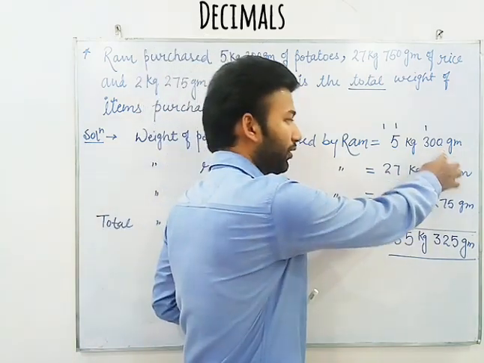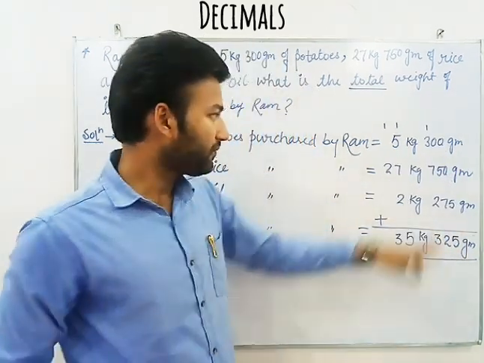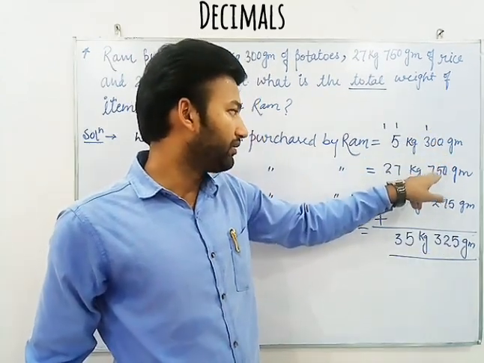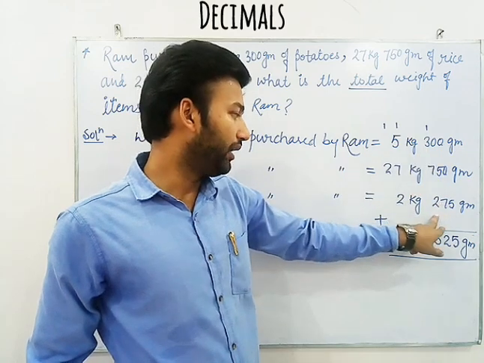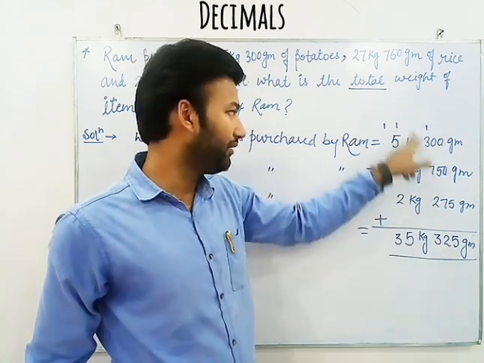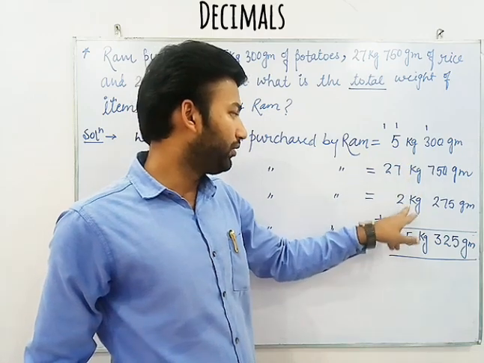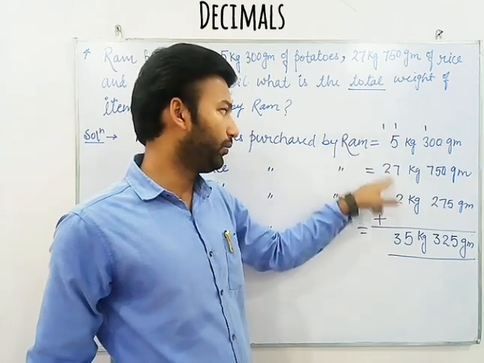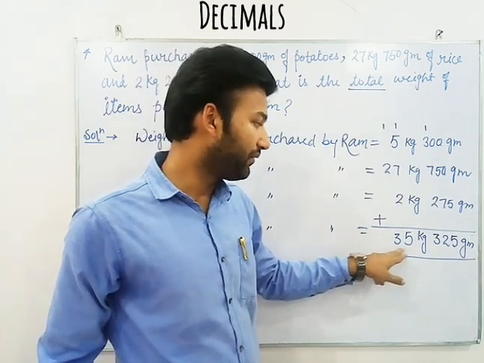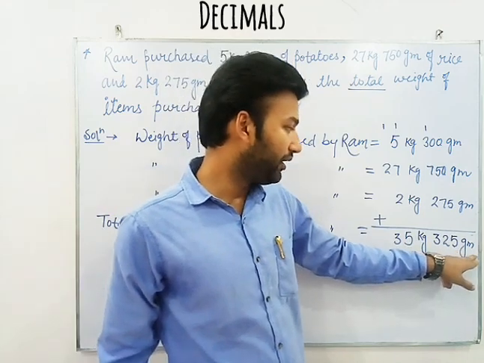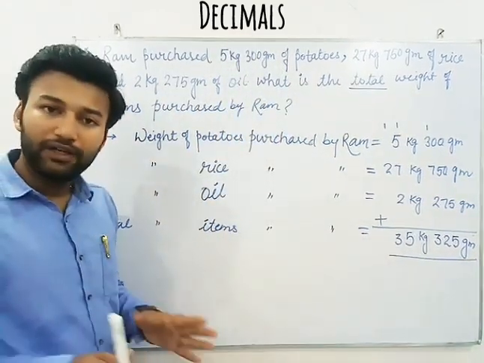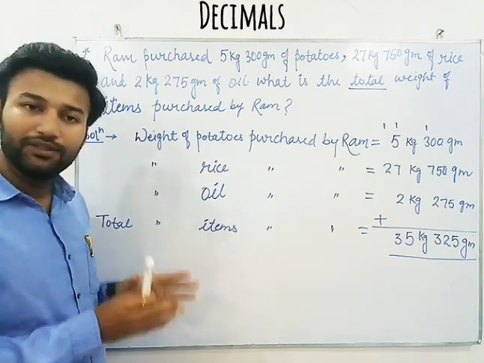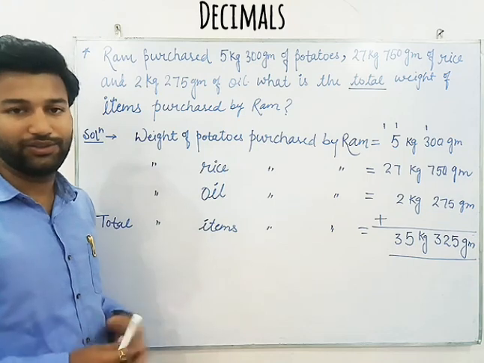See how. 0 plus 0 plus 5, 5. Next 0 plus 5 plus 7, 12. 12, write 2, carry 1. Now 7 and 3, 10. 10 and 2, 12. 12 and 1, 13, write 3, carry 1. Now 7 and 9, 16, and 1, 17? Now 2 and 1, 3. So this is 35 kg 325 gram, the total weight of items purchased by Ram. Okay, I think it is so easy, so clear. I think no confusion in this question.